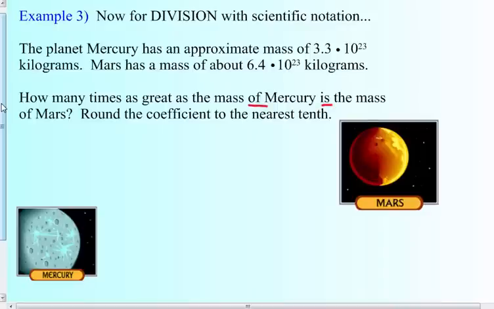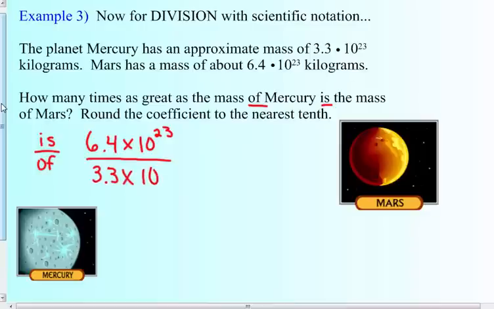"Is" and "of" kind of helps me decide which one goes on the top. Because remember when we were doing ratios, is over of? I mean, that does work here. So I'm going to put the mass of Mars in the numerator, 6 4/10 times 10 to the 23rd, because it's not always the bigger one goes in the numerator. In this case it is, 6 4/10 is larger, over the mass of Mercury, which we probably know is smaller anyway, 3 3/10 times 10 to the 23rd.